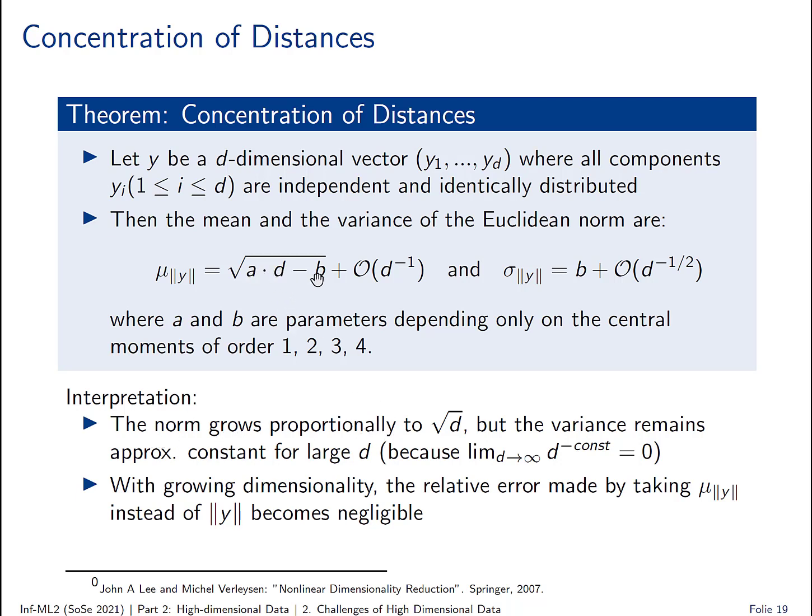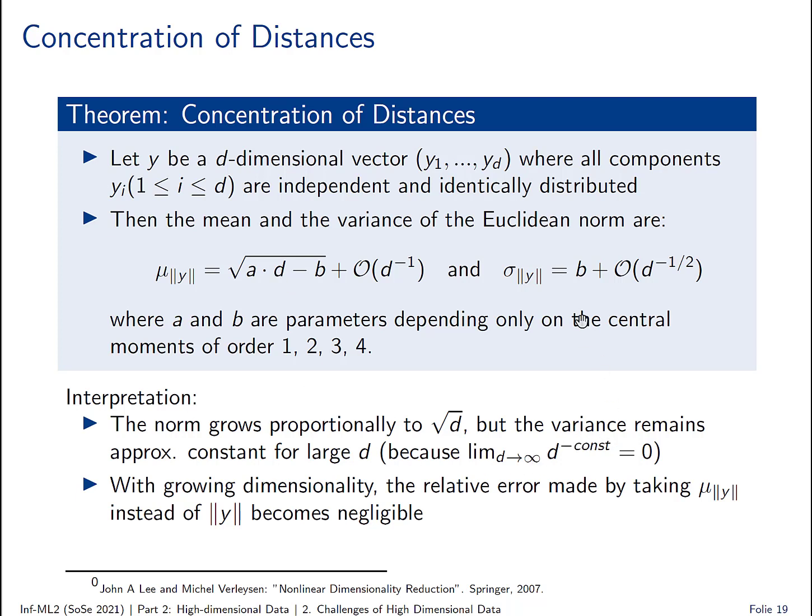So in other words, the norm grows proportionally to, what do we have? A and B are parameters that are somehow constant, or at least depend on central moments of some constant. And then we have d here and d here, which is the dimensionality of the data. So that is actually growing. If d grows, the norm also grows proportionally to the square root of d. So that remains as the major point.